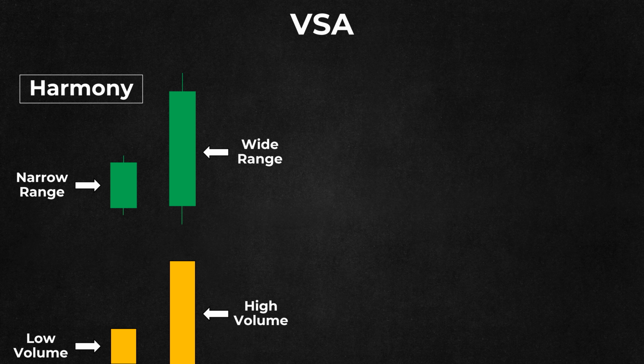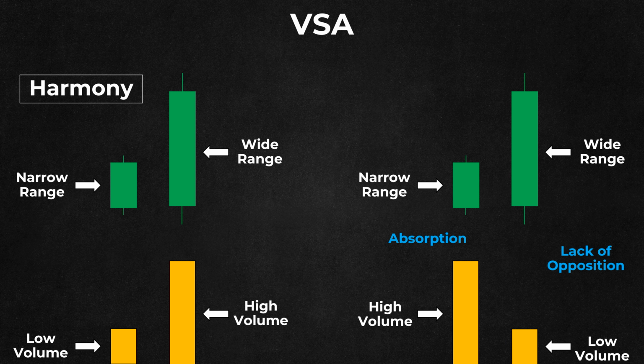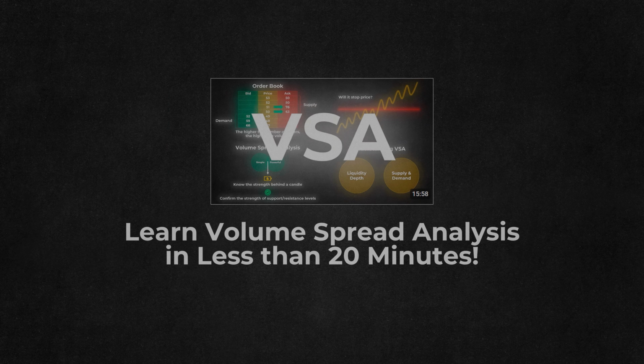But sometimes the opposite happens. For example, high volume with narrow price movement can indicate absorption. Low volume with wide price movement may indicate lack of opposition. These situations are known as divergence in volume spread analysis. If you want to explore this concept in depth, I have a full video about VSA in the channel.